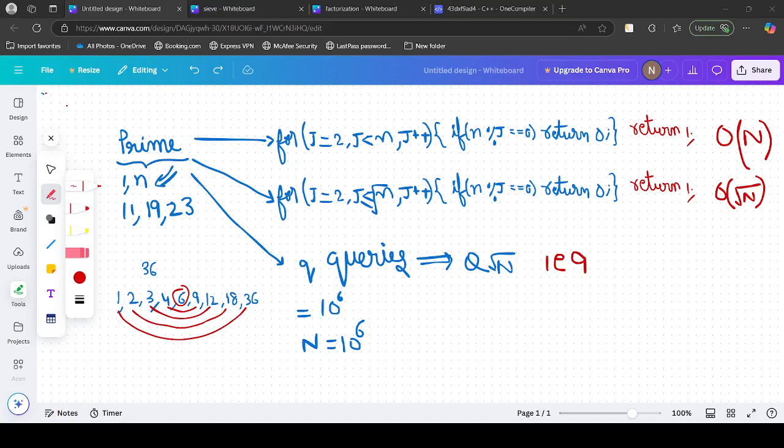Hello, let's discuss basic concepts of number theory. A number is called prime if it has no divisors other than 1 and the number itself. For example, 11, 19 and 23.